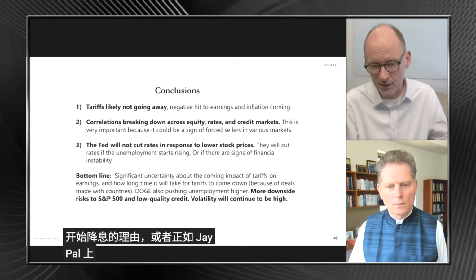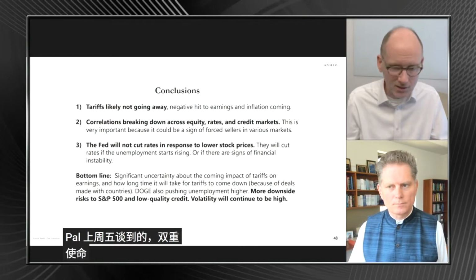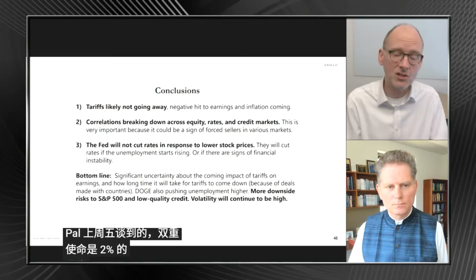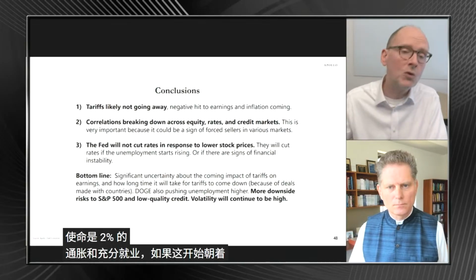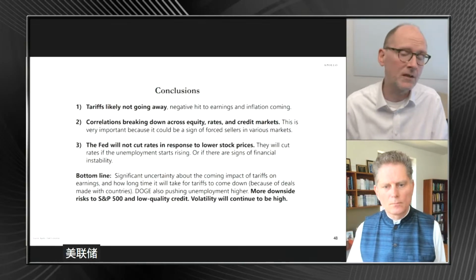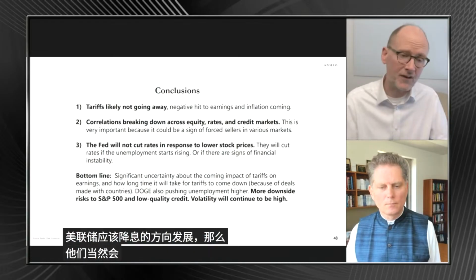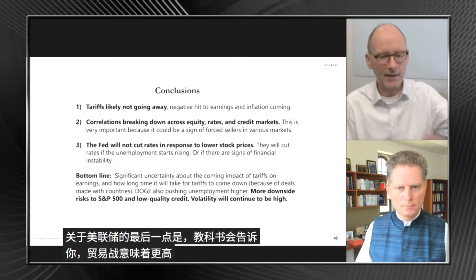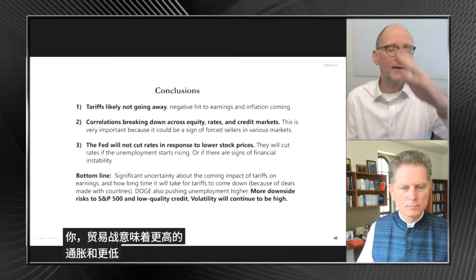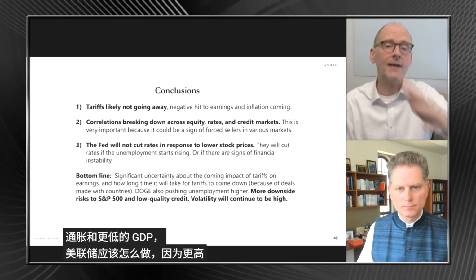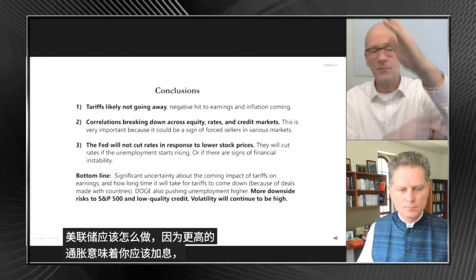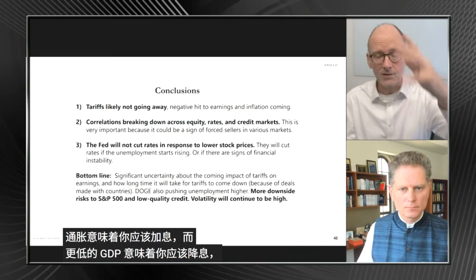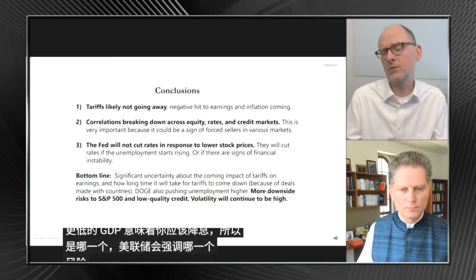Or as Jay Powell talked about last Friday, the dual mandate is the dual mandate. This is 2% inflation, full employment. If that starts moving in the direction of saying the Fed should be cutting, then of course they will be cutting. But the final point on the Fed is the textbook would tell you that a trade war means higher inflation, lower GDP. And what should the Fed do with that? Because higher inflation means you should be hiking, but lower GDP means you should be cutting. So which one is it? And which one will the Fed put weight on?